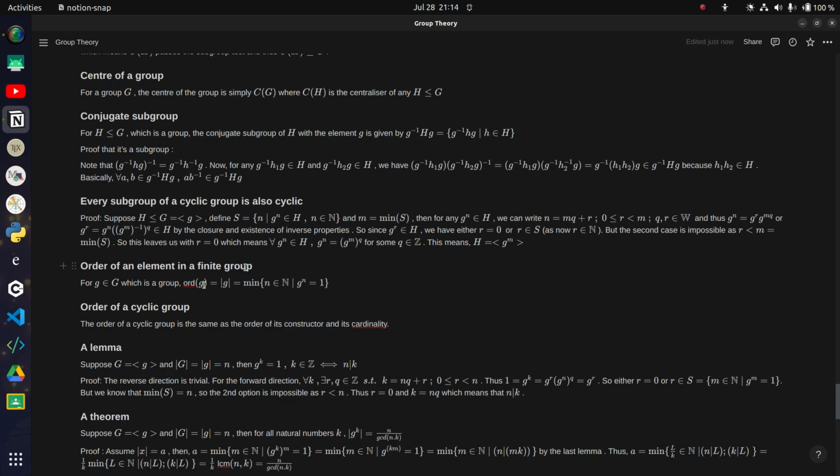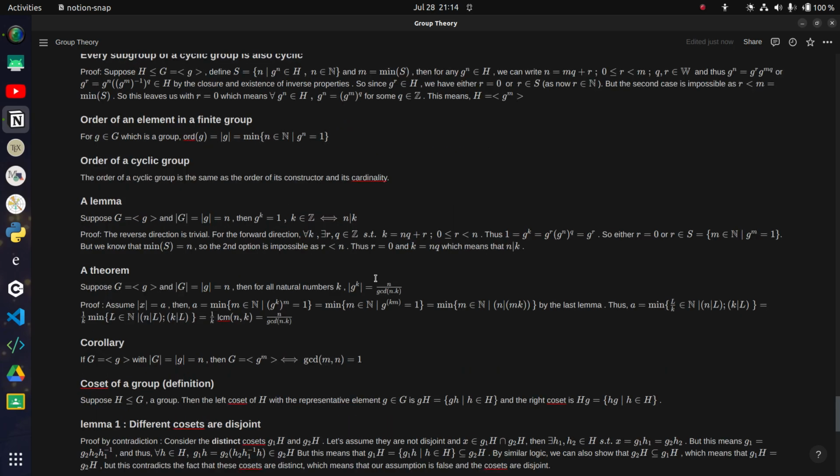Also, the order of an element in a finite group. Oh yeah, it's just a definition of that, right? Yep. So it's defined as the minimum number of times that you have to multiply the element with itself to get 1. Just like we did with the permutation group case. Okay. Then you have the order of a cyclic group.